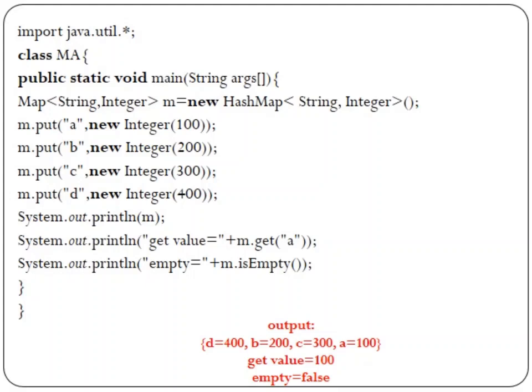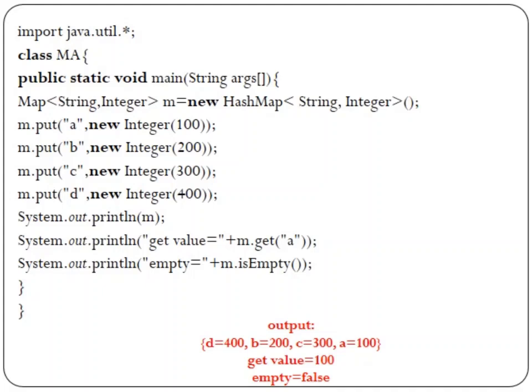So for each interface we need to make use of an appropriate class. Here we are using a HashMap class. If instead of a HashMap class I use an ArrayList class, then an exception is going to be thrown, the ClassCastException. So the HashMap class takes a key and a value, and we are making use of an empty HashMap constructor.